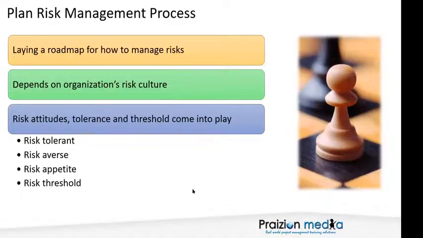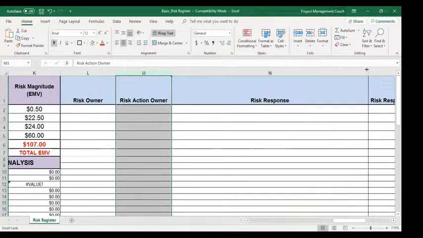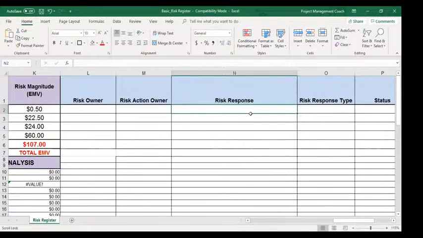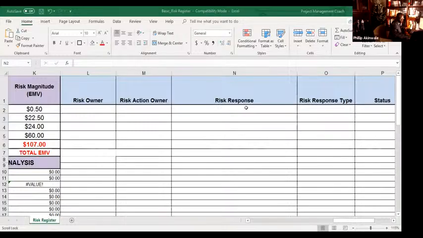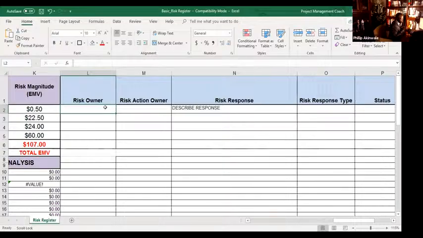So let's go back to that Excel sheet. And taking a look at the Excel sheet here, we have a column for risk owner, a column for risk action owner, and a column for risk response. So this is where you would describe the response. You would describe it here, put a little description. You would also put in the name of the risk owner. In other words, the person who came up with the idea for you to counteract the risk in a particular way described in the response, or the person whose objectives are being affected. So the risk owner is Phil.